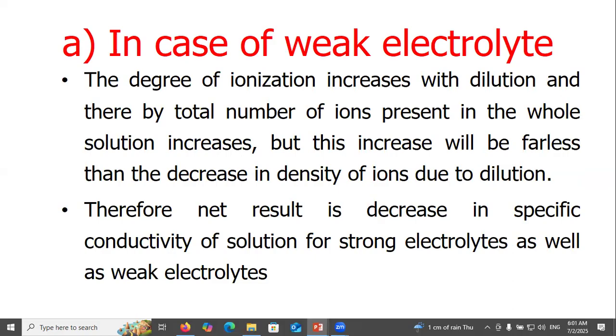In case of weak electrolytes, the degree of ionization increases with dilution, and thereby the total number of ions present in the whole solution increases. But this increase will be far less than the decrease in the density of ions due to dilution. Therefore, the net result is a decrease in specific conductivity of the solution for strong electrolytes as well as weak electrolytes.